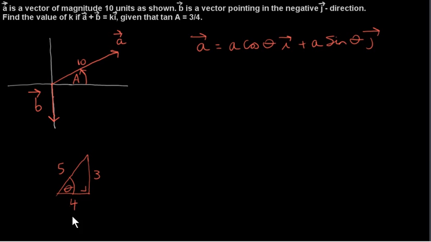The root of 3 squared plus 4 squared is 5. So now we can get cos of theta and sine of theta. So vector A is the magnitude of A, which is 10, times the cos of theta, which is 4/5, and the sine of theta is 3/5.